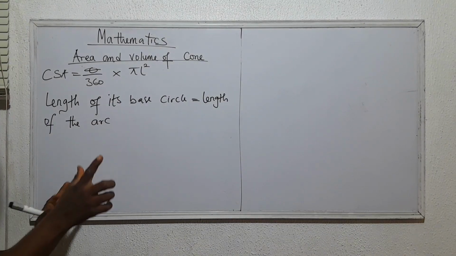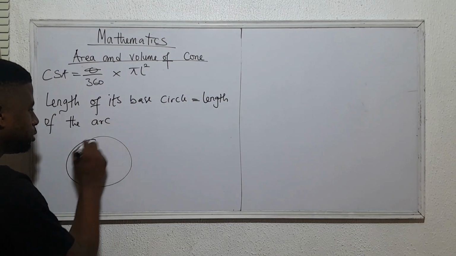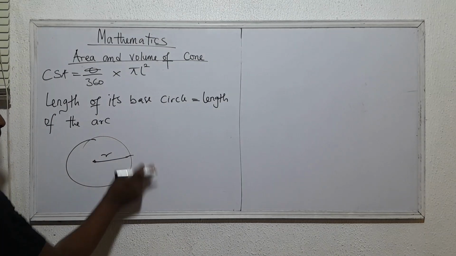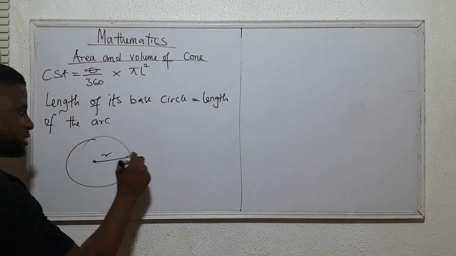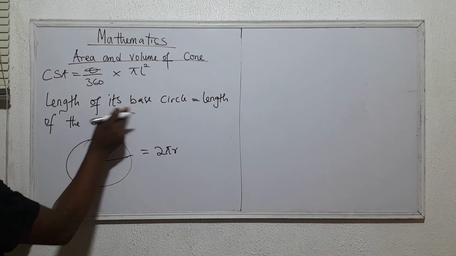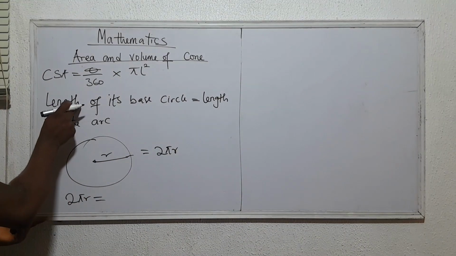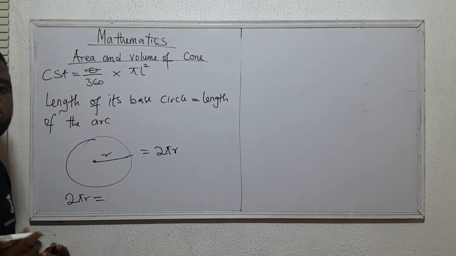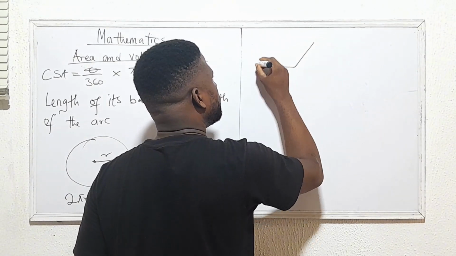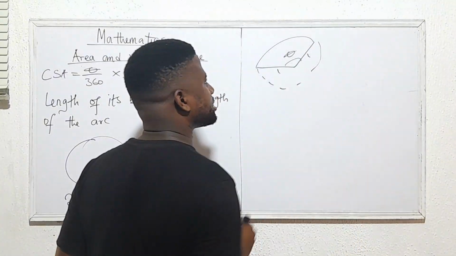Now, how do we get the length of this arc? Of course, if the base circle, this is radius, right? The length of the base circle, which is its circumference, normally is 2 pi r, right? So we say that the length of its base circle, which is 2 pi r, is equal to the length of the arc. How do we get the length of the arc? Already we have the arc like this, right? And this is theta. If this is the full circle, this is slant height.